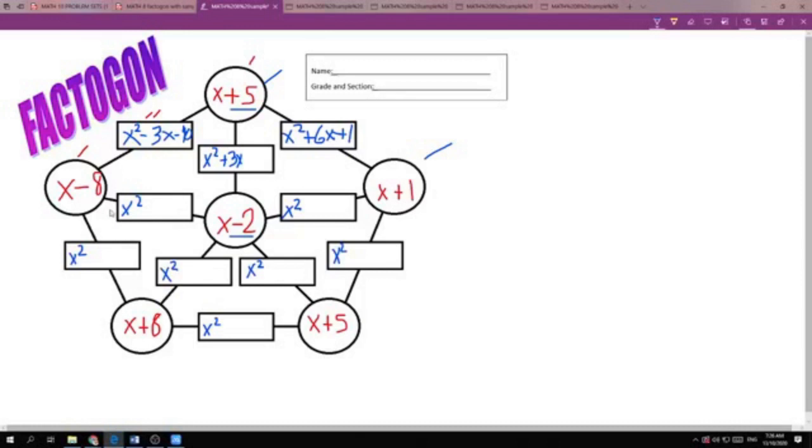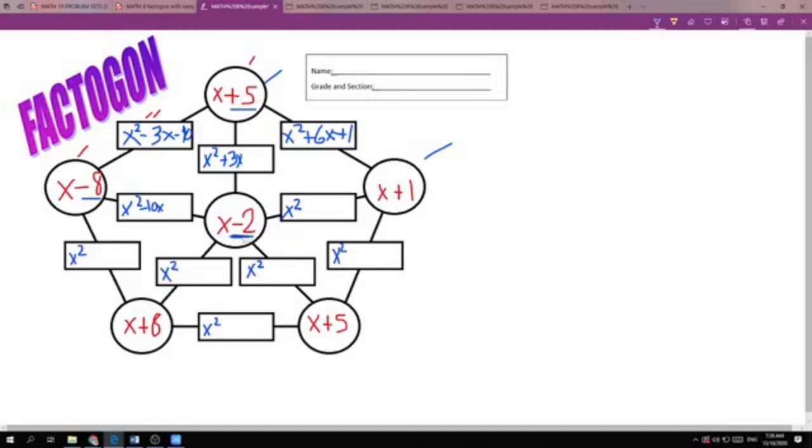Let's try to get the middle term here. Negative 8 and negative 2 combine to negative 10, so negative 10x. To get the middle term, you either add or subtract depending upon the sign. When do you add? If both have the same sign, just like negative 8 and negative 2. When do you subtract? If you have unlike signs.